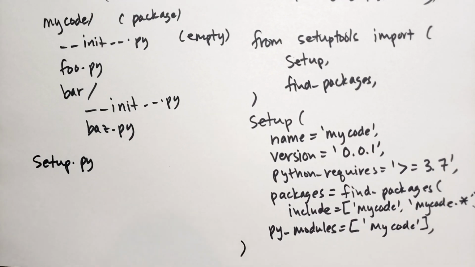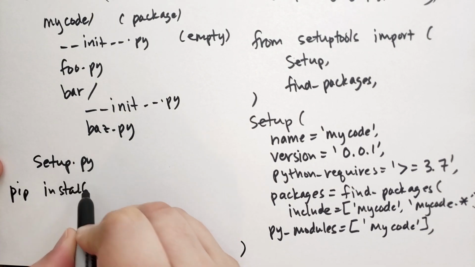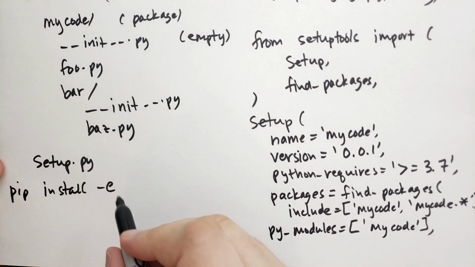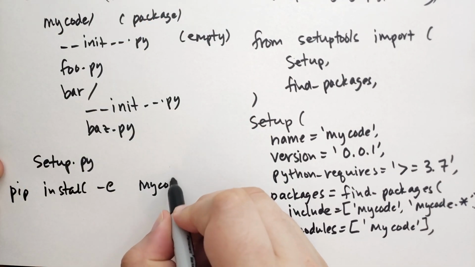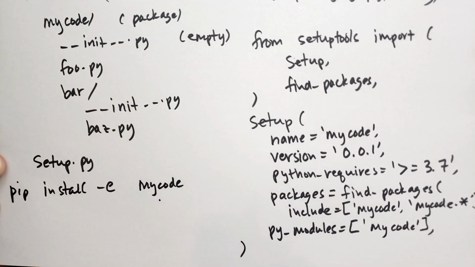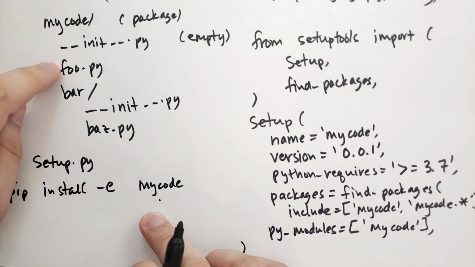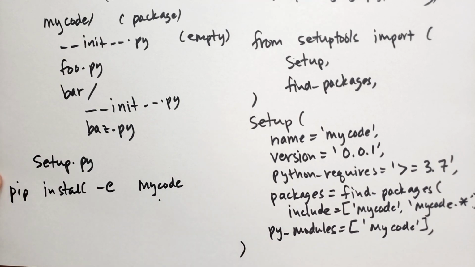Once you've created your package, you probably want to install it in your Python virtual environment. You can use pip install -e and you point to the project directory, so MyCode. Or if you're in the MyCode directory, you just use dot for the current directory. What this does is install the package into your virtual environment, but link out the files. If you change the files and then restart the script and it imports it again, it'll see the changes.